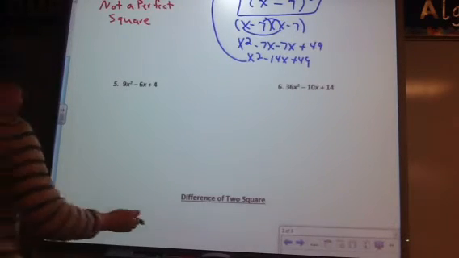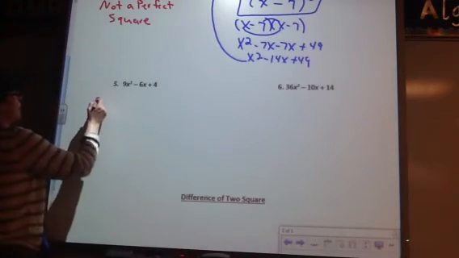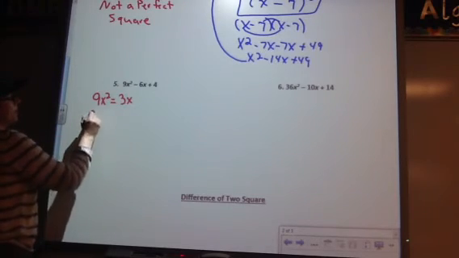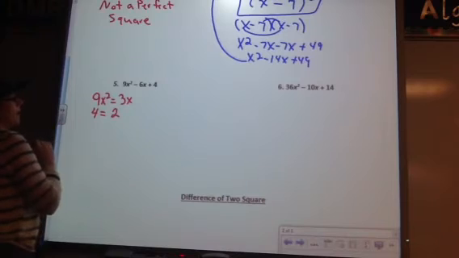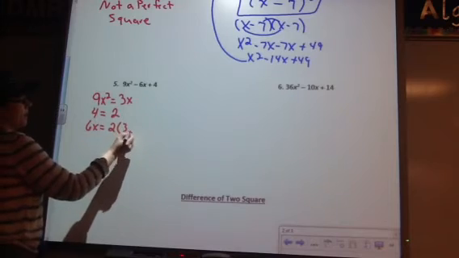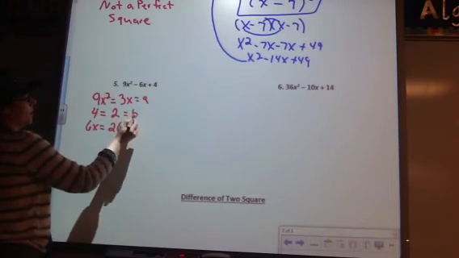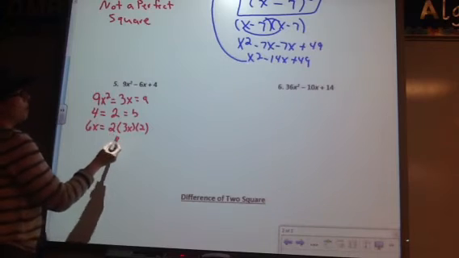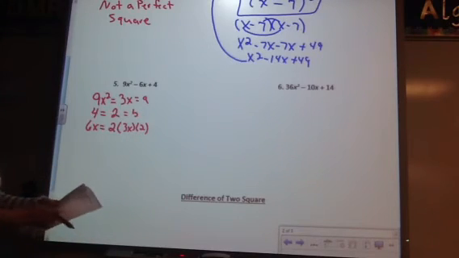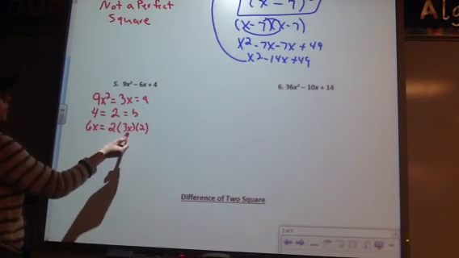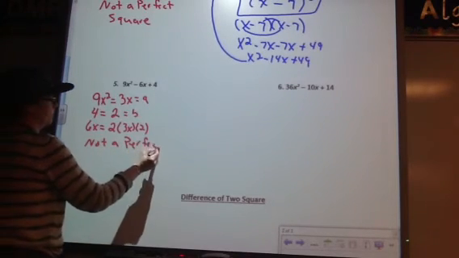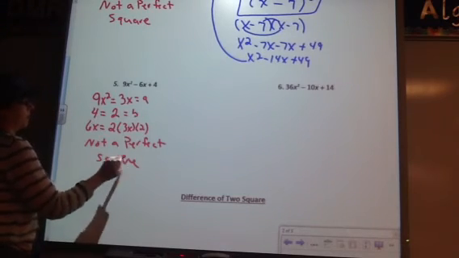Okay, let's quickly get through these last two before I stop for the second round. All right, 9x squared, is that a perfect square? Yes. 9 is 3, x squared is x. 4, is that a perfect square? Yes. 6x, we need that to equal 2 times our a, remember, there's our a and there's our b, times our b. So we have 2 times 3x, which is 6x, but then we have to times that by our b, which gives us 12x. That does not give us 6x. So this is not a perfect square, because that is not true.